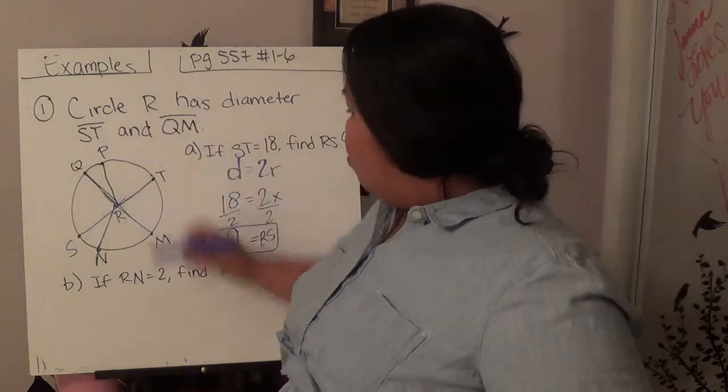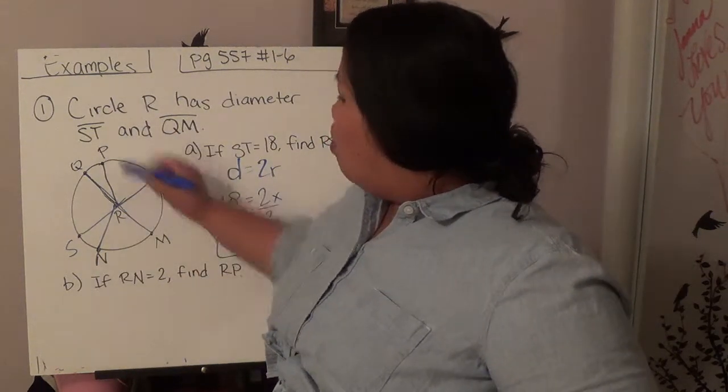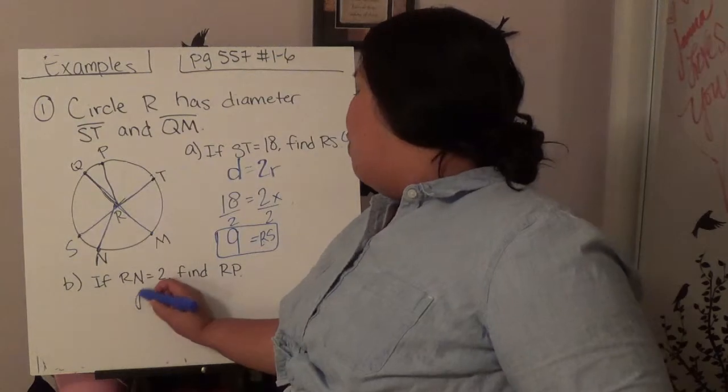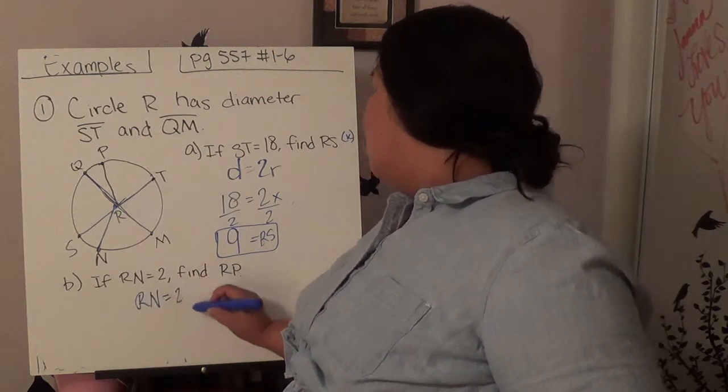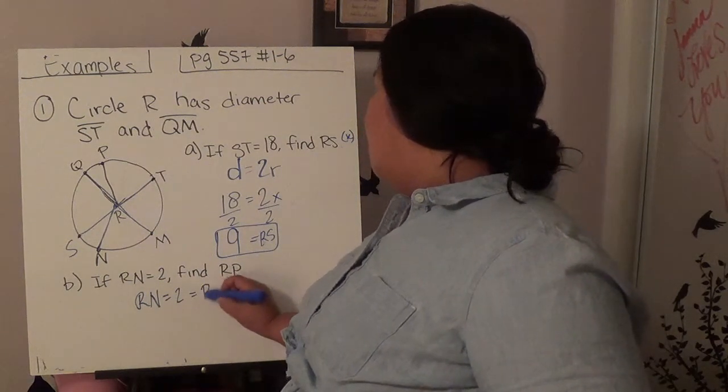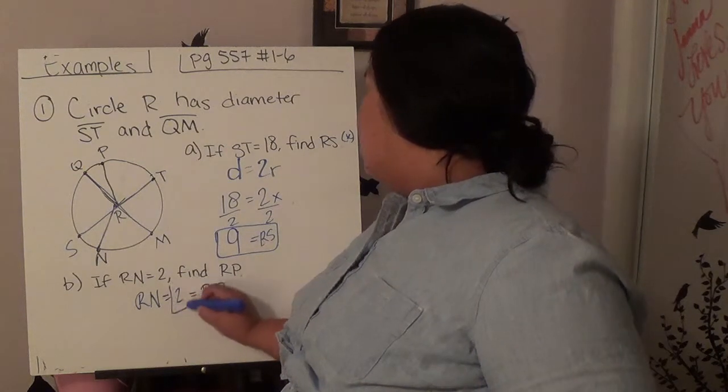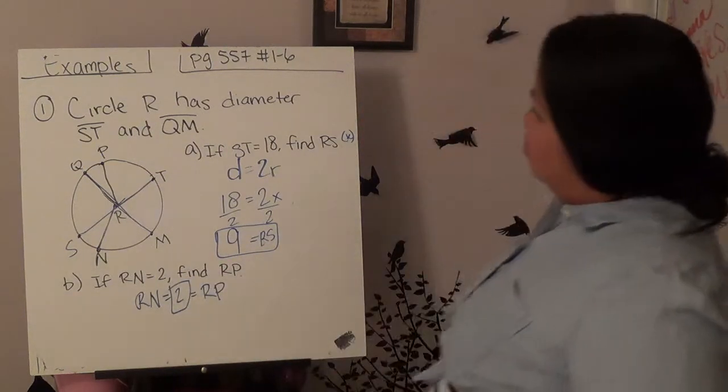Now RN is right here, and it is a radius, and it wants us to find what RP is. Well, because this is a radius, all radiuses are the same. So if RN equals 2 and RN equals RP, then RP also equals 2.